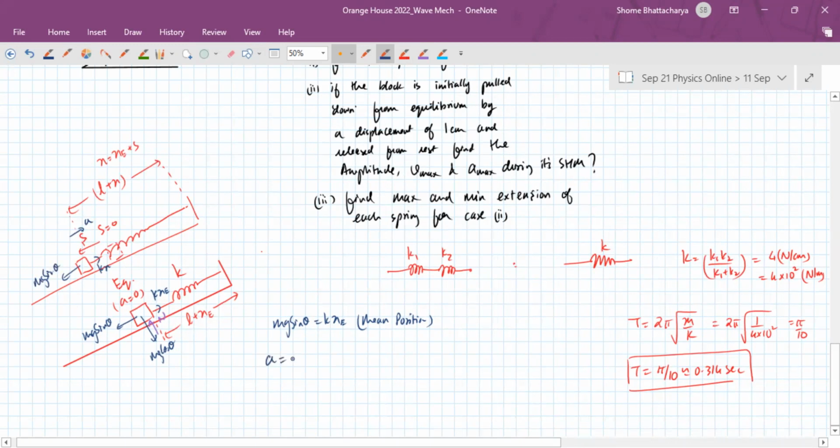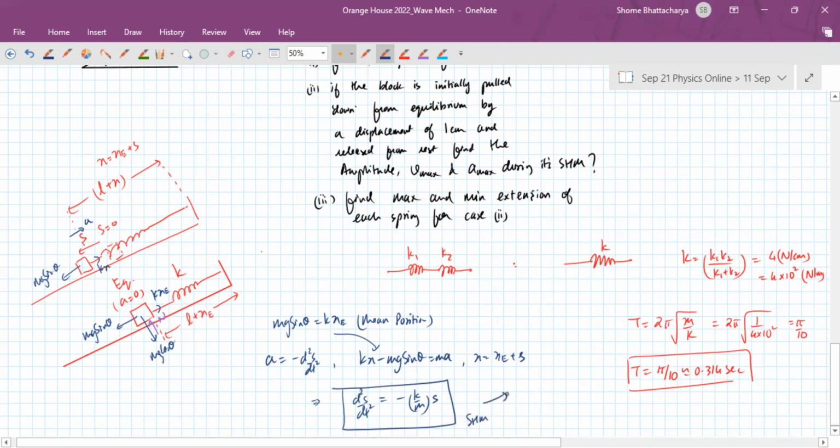So the acceleration, which is minus d2s by dt square, will be such that, here x is xc plus s. When you substitute this here, you get the relation that d2s by dt square is minus k by m s. So this is SHM with omega square equal to k by m. So the time period becomes this.